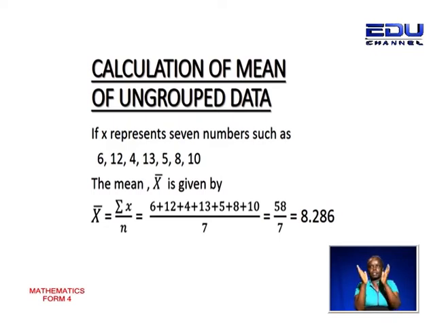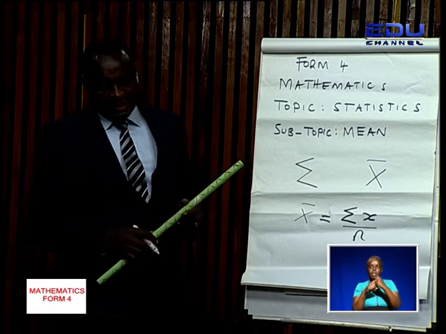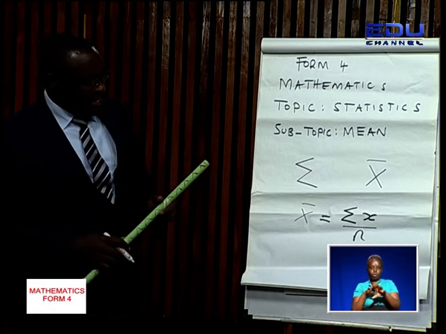If you take that sum, the total is 58. Then that 58 we divide by 7. And when we work out, the mean of that data set becomes 8.286. This is similar to what we usually do in our subjects.